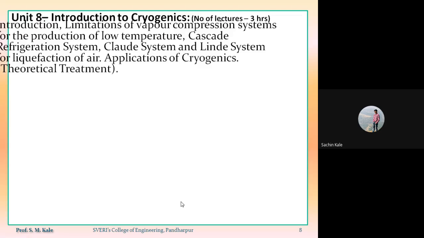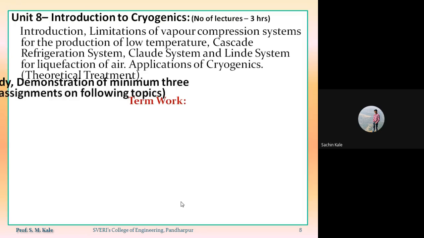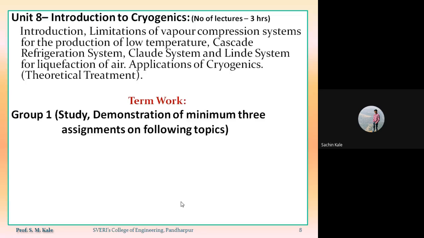Those are the 8 chapters which we have to deal with in this semester for the refrigeration and air conditioning subject. Apart from this theory part, we have the practicals. The practicals are categorized into 3 groups. The first group is called study type of experiment.